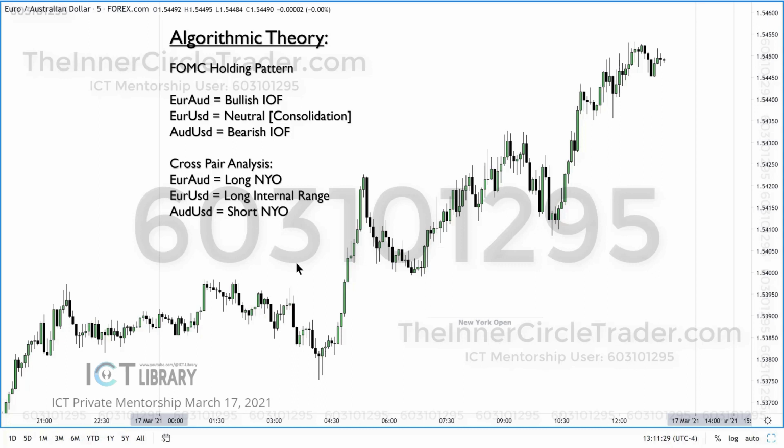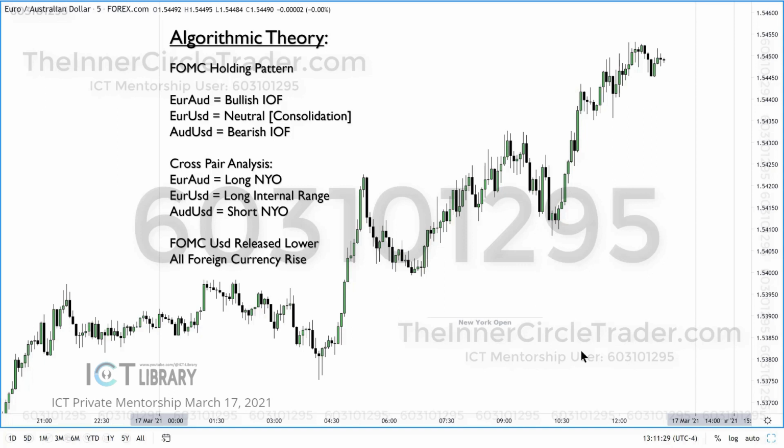You can go long Euro Dollar, but just know that you have to be using internal range liquidity for your targets, because we're being held for what? FOMC. This is all going to change at 2 o'clock when the news releases. FOMC, the dollar is released, goes lower. All foreign currencies rise. That is algorithmic theory and how you use cross-pair analysis.